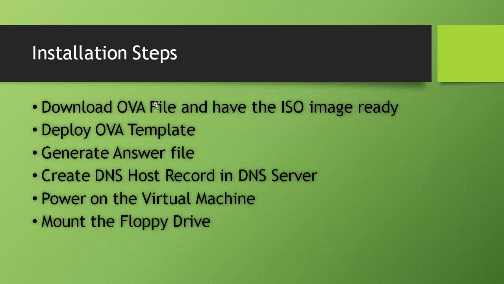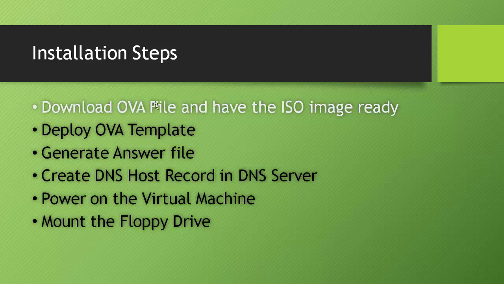So here are the installation steps that we will be following in the next lecture to install the unified CCX. First, we will be downloading the OVA files from cisco.com. There are two different versions of OVA files. One is VMware version 7 and the other is VMware version 8, where version 7 is for ESXi 4.x versions, and version 8 is for 5.x-based ESXi hosts. And make sure you have the ISO images ready.